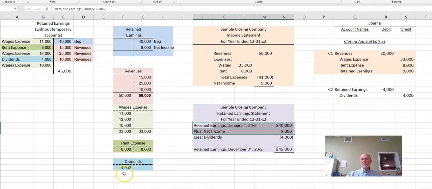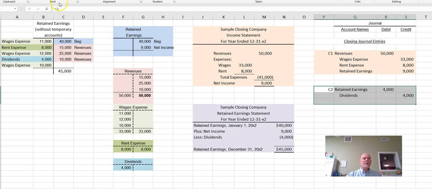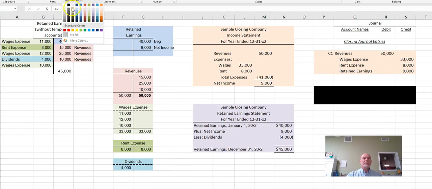The second closing entry takes care of the last remaining temporary account, Dividends. It has a $4,000 debit balance. We want to credit that account to get rid of it. And so we credit dividends. We're going to debit retained earnings because essentially what we're doing is moving that $4,000 up here where it would have gone to begin with if we weren't using the temporary accounts. So here's the entry. I'll go ahead and put a nice little color to it so we can see it easier.